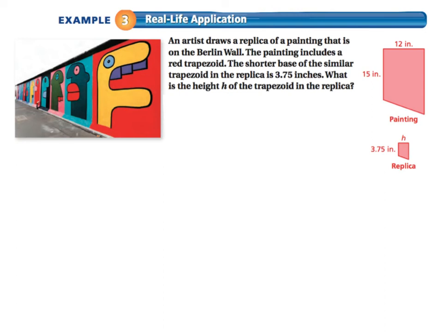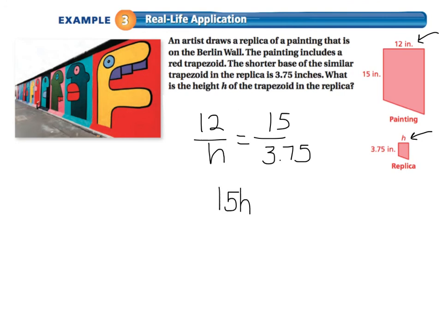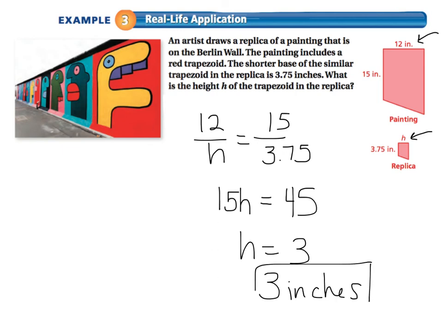Well, we just set it up like we did our last problem. 12 corresponds to h. 15 corresponds to 3 3/4. I cross multiply, that gives me 15h equals 45. By division property of equality, I get 3. So the answer, the replica, the height, is 3 inches.